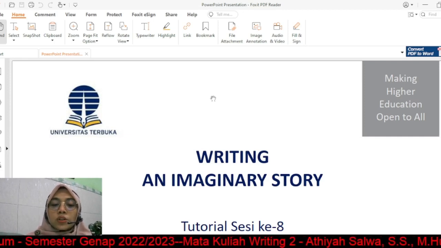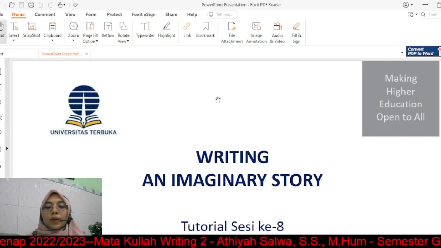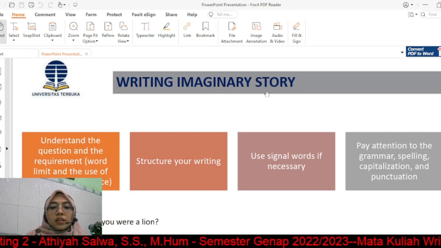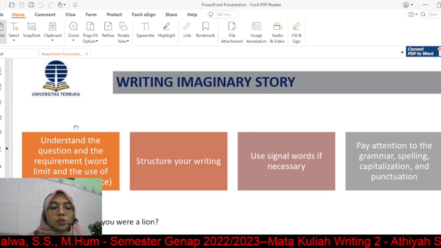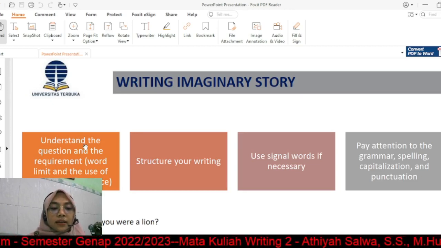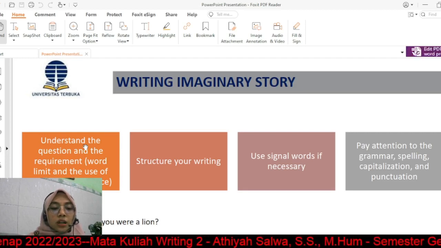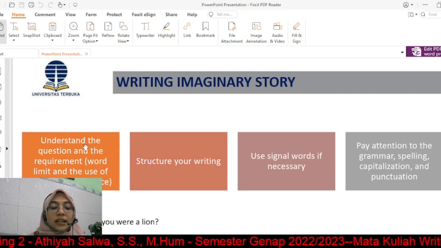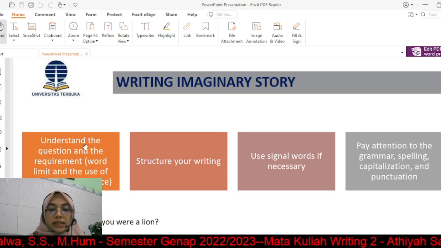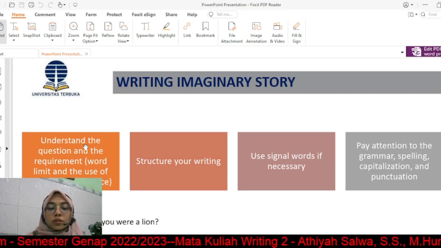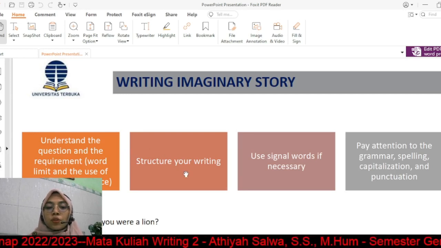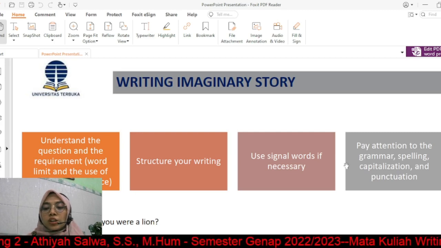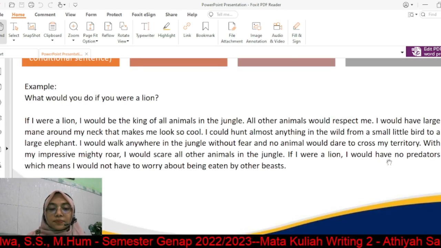This week, we are going to learn about writing an imaginary story. When you want to write an imaginary story, the first step is you should understand the questions and the requirement. You should understand the word limitations and the use of conditional sentence or the if clauses. The second one, you should pay attention to the structure of your writing. And the last one, you should pay attention to the grammar and spelling.